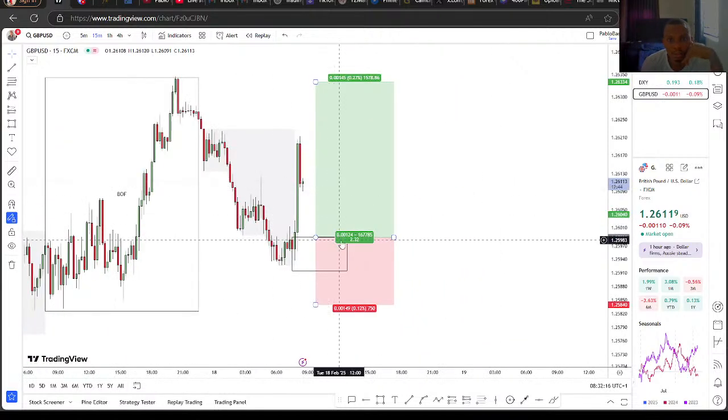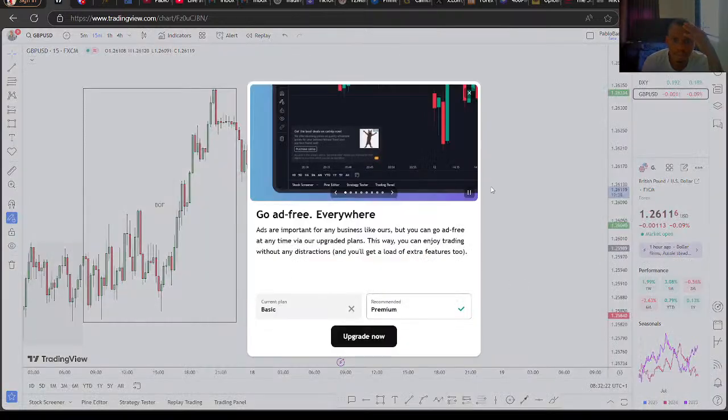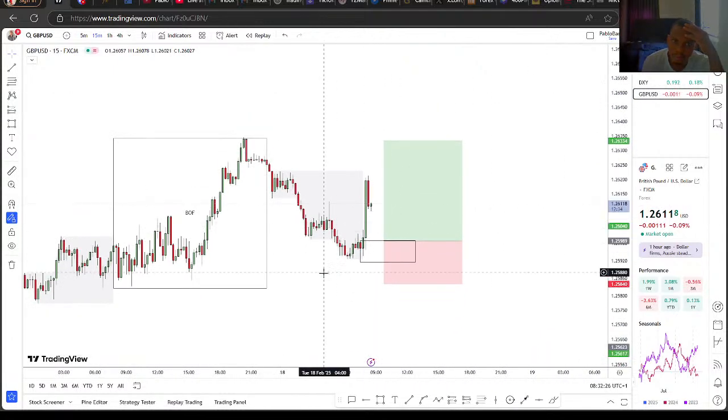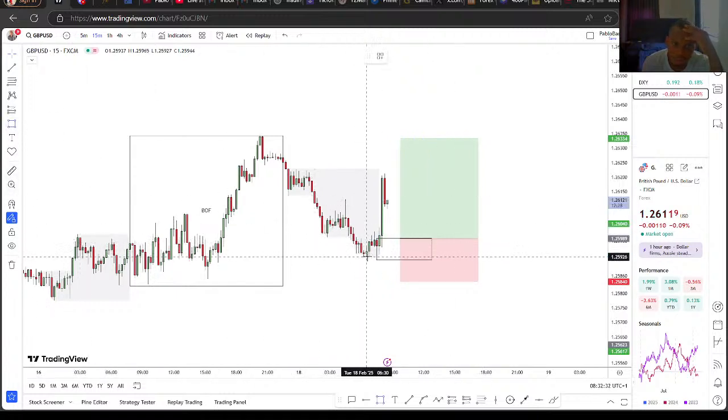So if price didn't come down to this level, we are going to be missing out on this one. Why are these ads coming out every second? If price comes down to this level, then we'll be going long. But if it didn't come, that means we're going to miss out on this one.